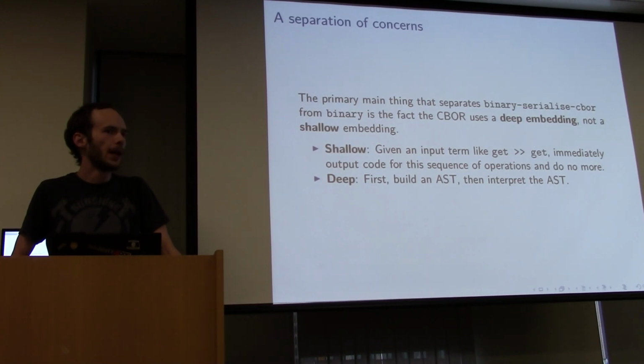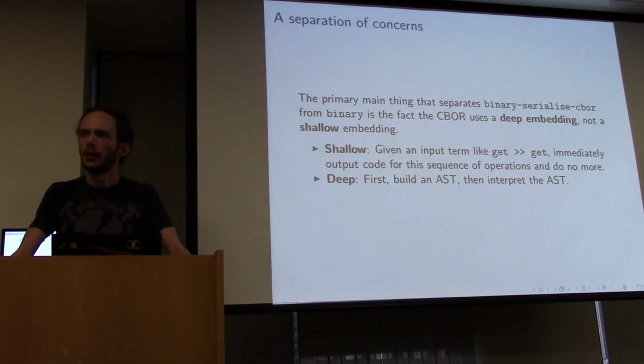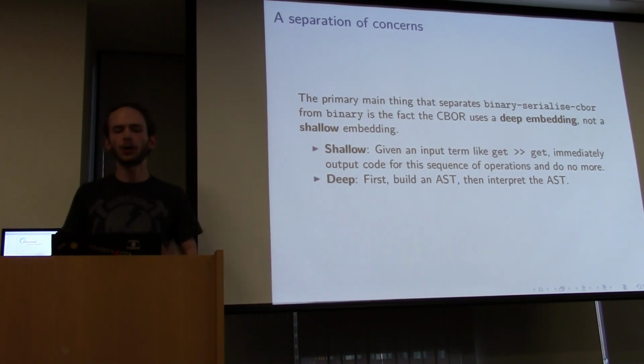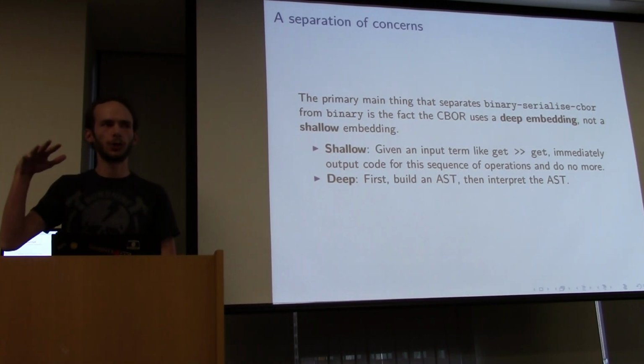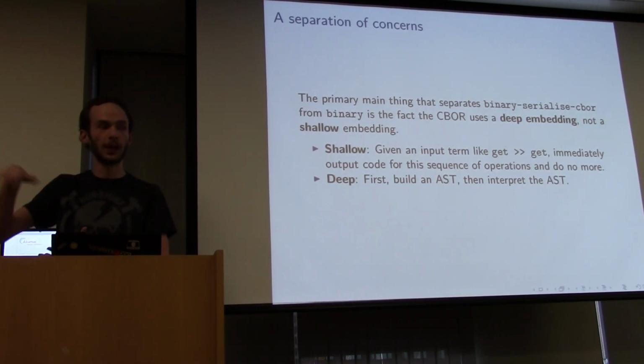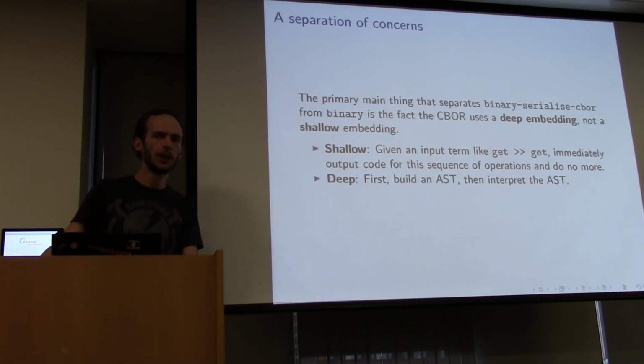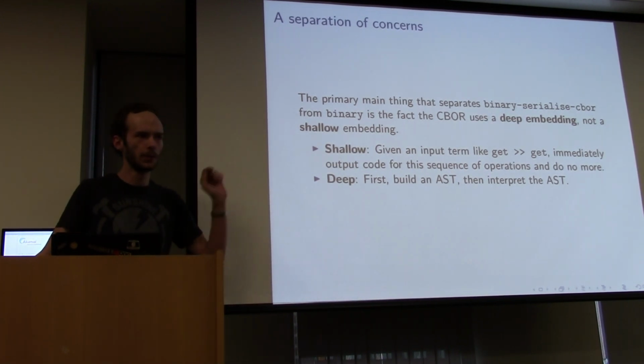CBOR uses a deep embedding, which, for a performance thing, is kind of weird. A deep embedding is instead where we build an abstract syntax tree, right? So the first thing we do whenever you want to serialize or deserialize something is we actually build a tree, a syntactic structure of what the thing we're expecting to parse or serialize is. And then we interpret that AST, right? So we actually have an interpreter that runs over it and does all the things.